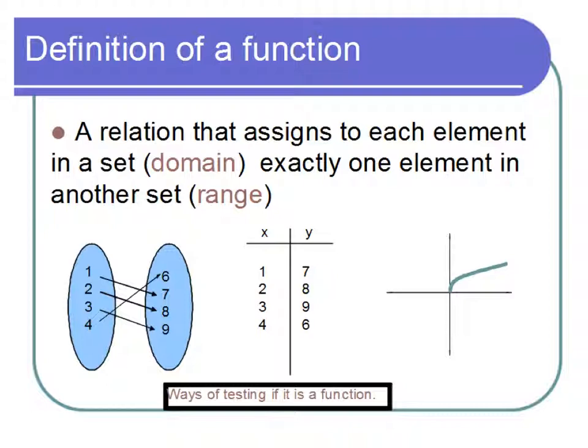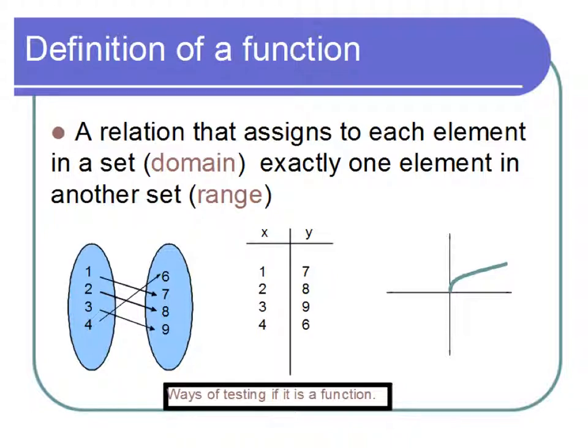It's a relation that assigns to each element in a set, so each element in the domain, exactly one element in the range. So in other words, if I have a 1 here in my domain, it is assigned 7 in the range. And it has to be exactly one element. So I can't go from 1 to 7 and also go from 1 to 6. Okay, it's assigned exactly one value.